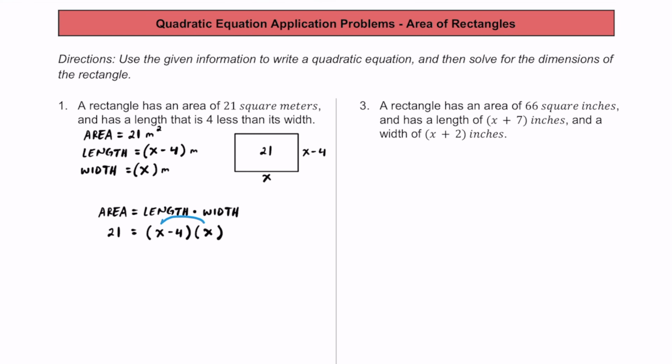Let's distribute this x to the x and the x to the minus 4 here. If we do that, we're going to get 21 is equal to 1x squared, or just x squared, and then minus 4x. Then to put this into standard form, we can take away 21 from both sides of the equation. And if we do that, we're going to have 0 is equal to x squared minus 4x, and then minus 21.